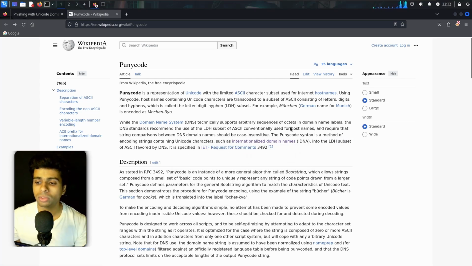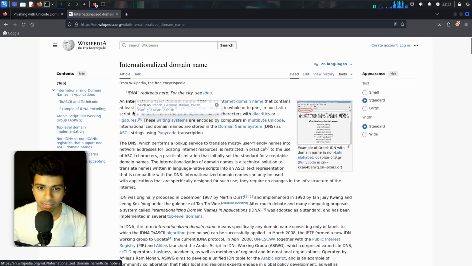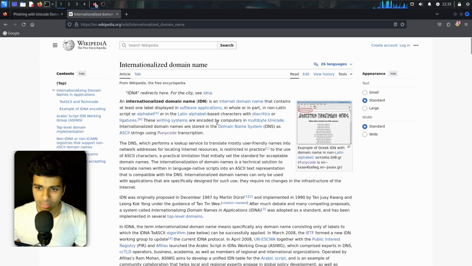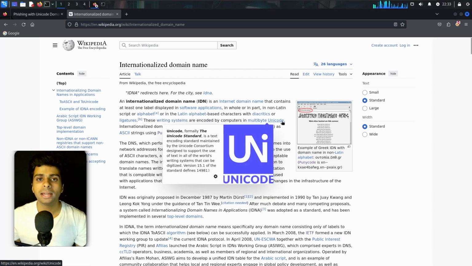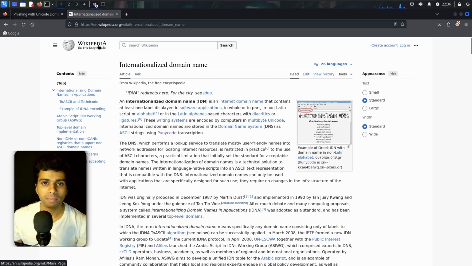So let's actually go down that rabbit hole and read what internationalized domain names are. An internationalized domain name is an internet domain name that contains at least one label displayed in software applications in a non-Latin writing system. These writing systems are encoded by computers in multi-byte Unicode. Internationalized domain names are stored in DNS as ASCII strings using Punycode transcription. IDNA uses Punycode to map an internationalized domain name which uses Unicode strings to convert it to the ASCII character set which is understood by DNS.